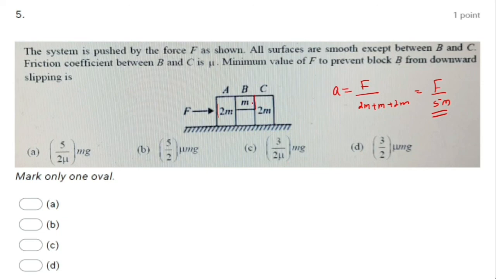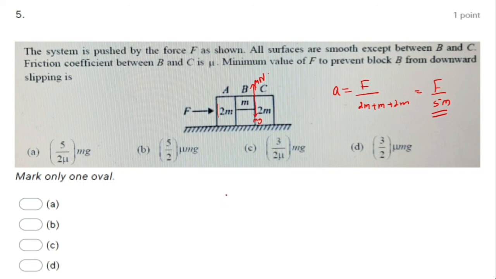Now B will not be slipping down. That is, this small m is not slipping down. What is the reason for that? It is due to friction, right? So which all forces are acting on that one? We can say that mg will be acting vertically downward, and there is a friction acting in the opposite direction, right? What is the friction here? Maybe we can say that friction is equal to mu into normal reaction force. What is a normal reaction force?